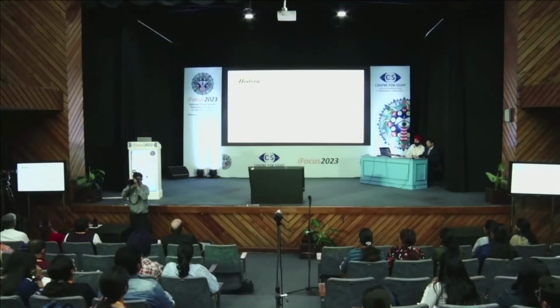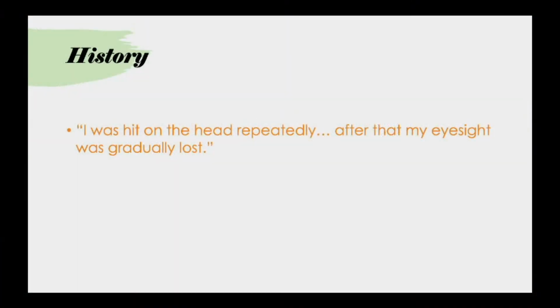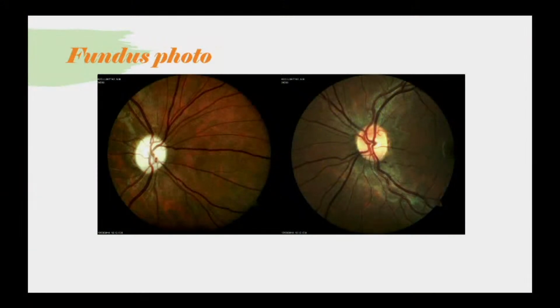So let's start with the case. I want to talk about this patient who came for a second opinion. He said that I was hit on the head repeatedly during a fight, and after that, my eyesight gradually went down. His visual acuity in the right eye is 2/60 and 6/9 in the left eye. And this is how his optic nerves look. Obviously, in the right eye, you can see there is an optic atrophy. So he was told that you have traumatic optic neuropathy and nothing can be done. And that's how he came for a second opinion.